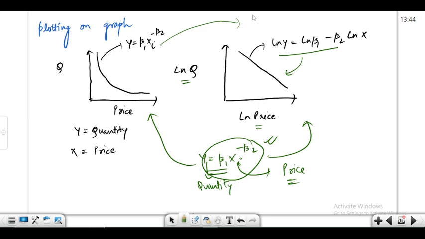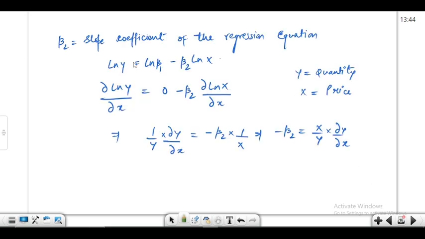So now how do I estimate, or what is the significance, or how do I interpret my beta 2 here? Okay, let's see this. So this graph will really help you get an idea. Okay, so beta 2 is basically the slope coefficient of the regression equation, right? We know this.